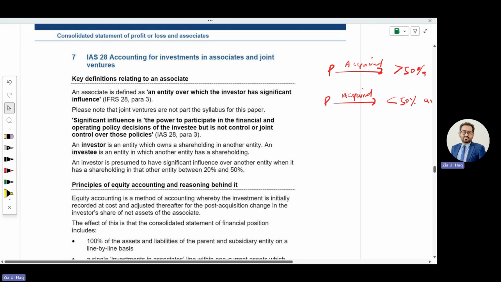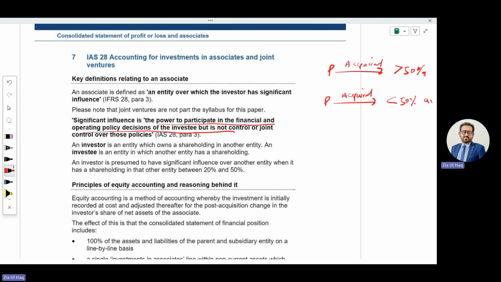So what is an associate? It is an entity over which the investor has significant influence. And what is that significant influence? Above 20%, less than 50%. Please note that joint ventures are not part of the syllabus of this paper. We will learn them in the financial reporting paper. Significant influence is the power to participate in the financial and operating policy decisions of the investee, but is not control or joint control over those policies.